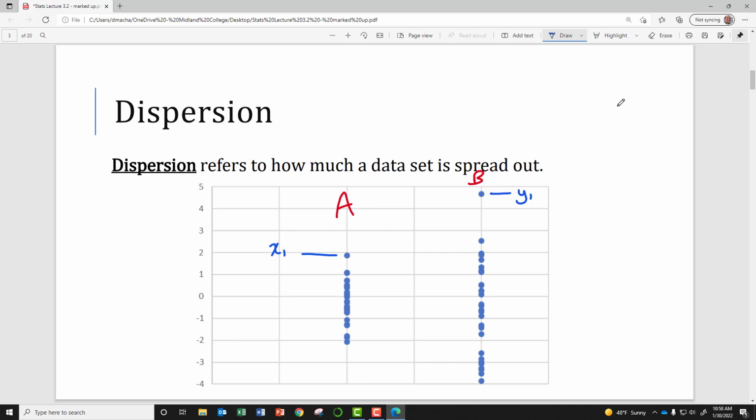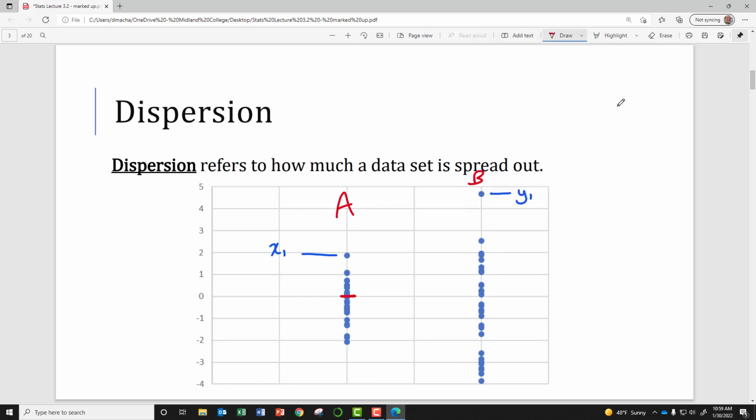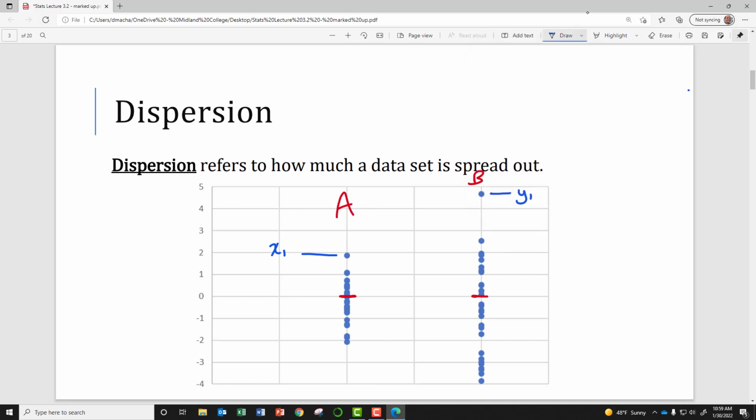And what I want to point out though is that I would say that the B data set seems to be more spread out than the first data set, right? Actually, both of these data sets have the same mean. The sample mean of each of these is 0. So that's where they're centered around, mean being a measure of central tendency. However, again, the B data set seems to be more spread out, so we would say it has more dispersion.